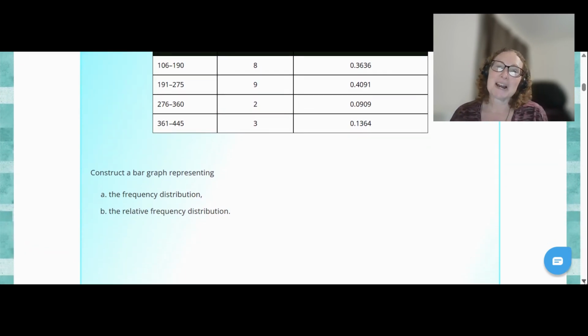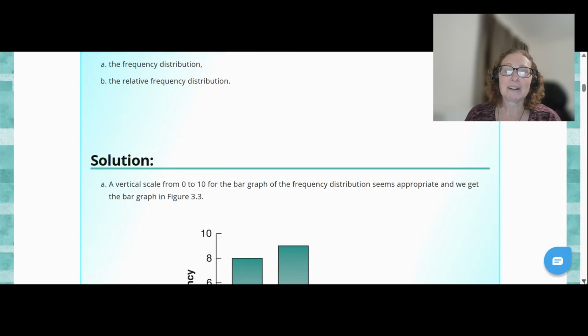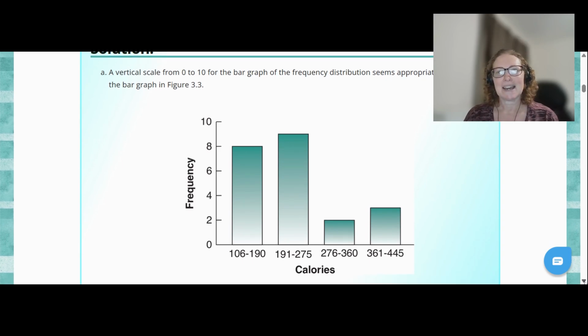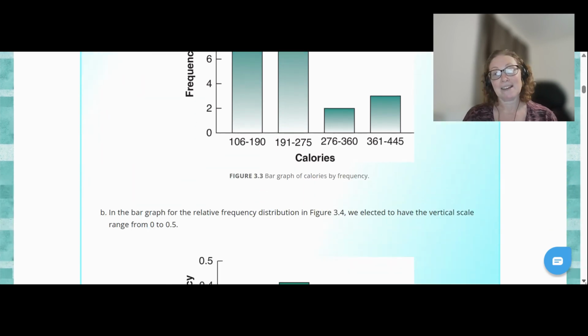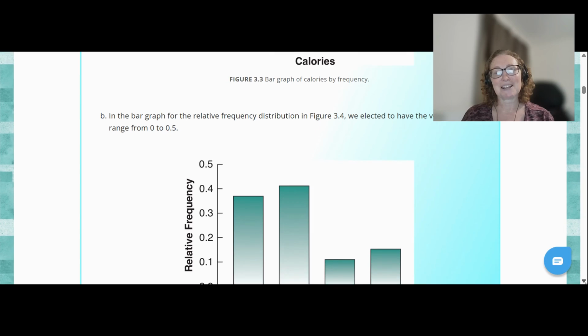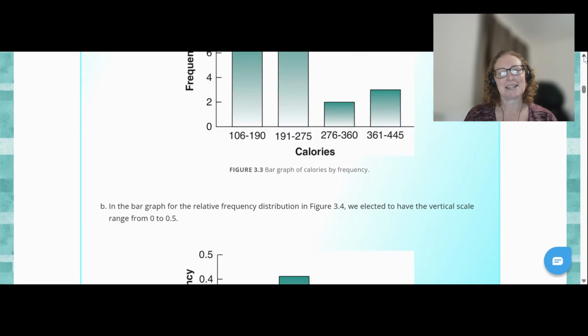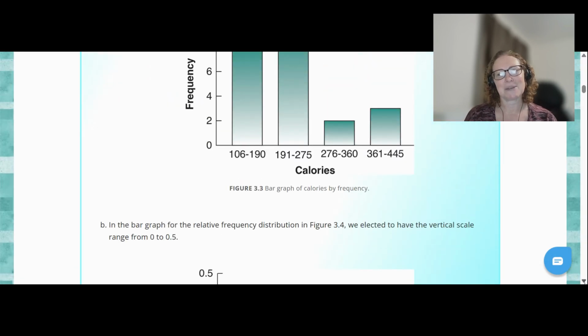So now we're going to do a bar graph of those two as well. We've got our frequencies, and then we've got our calorie counts, and we've got our bar graph that's depicting those. Then we're going to do our relative frequency the same way. And again, they look pretty much the same, don't they? They look pretty much the same.